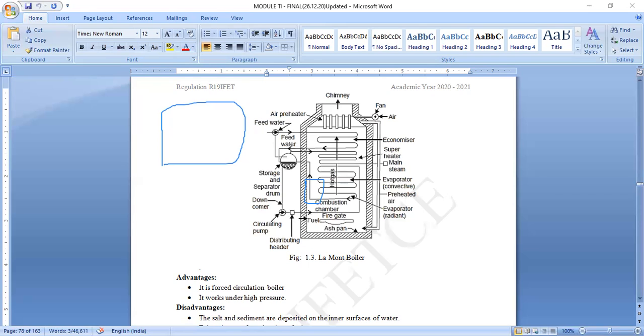While passing through this chamber, the hot waste gas preheats the air as well as the water. The water is preheated in the component called the economizer, whereas the air is preheated with the help of the air preheater. So the total efficiency of the boiler is improved by this. This is what happens in the Lamont boiler.